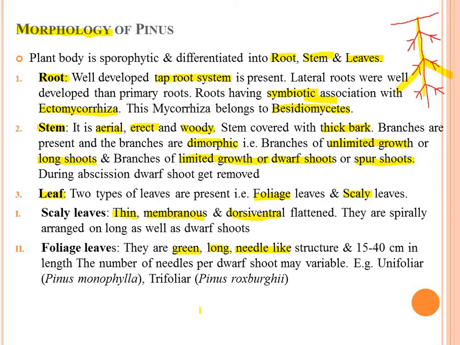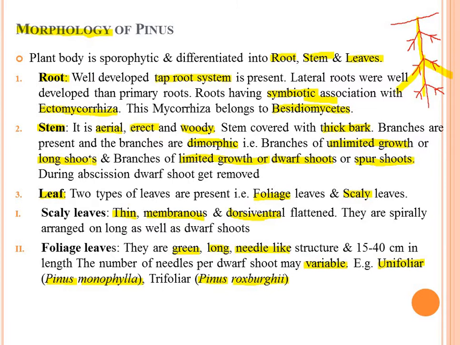They are 10 centimeters in length, and the number of needles per dwarf shoot may vary. In different species, different numbers of needles are found. For example, unifoliar means a single needle is found. In Pinus monophylla, unifoliar leaves are found. Then trifoliar, in Pinus roxburghii, trifoliar leaves are present. Trifoliar means they are made up of 3 needles. This is the morphology of Pinus.